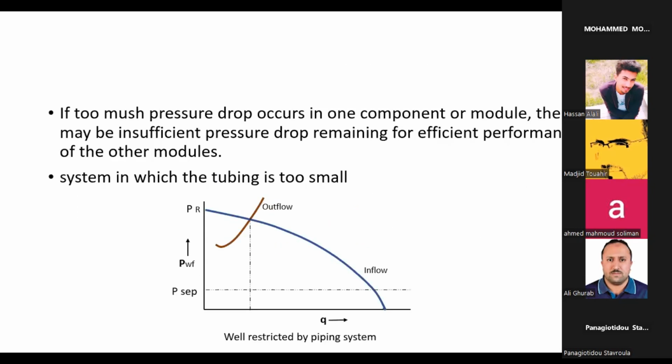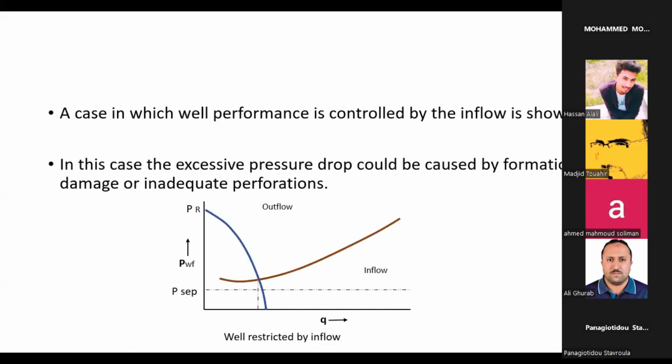Also, the shape of the outflow performance can give you an indication of the problem or issue that we have in the well. If you see this shape of outflow, it indicates that the tubing is too small at the bottom hole. So we have a wrong design and need to redesign the tubing size. Likewise, the shape of the IPR indicates that we have a restriction by inflow.